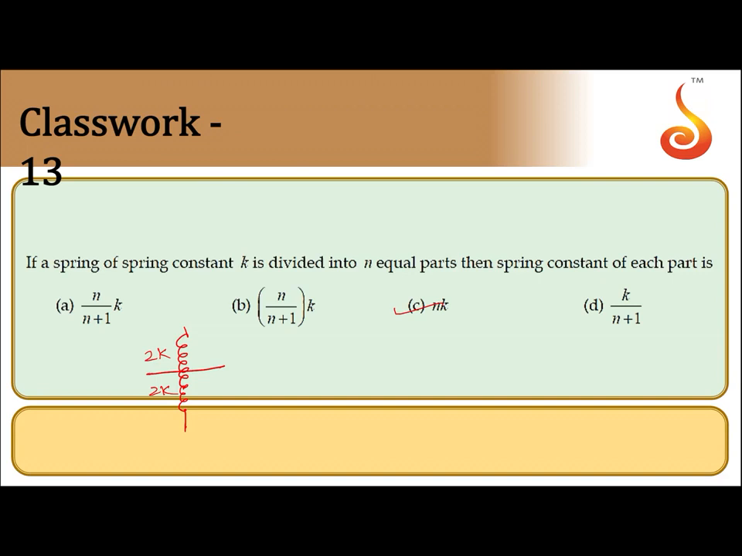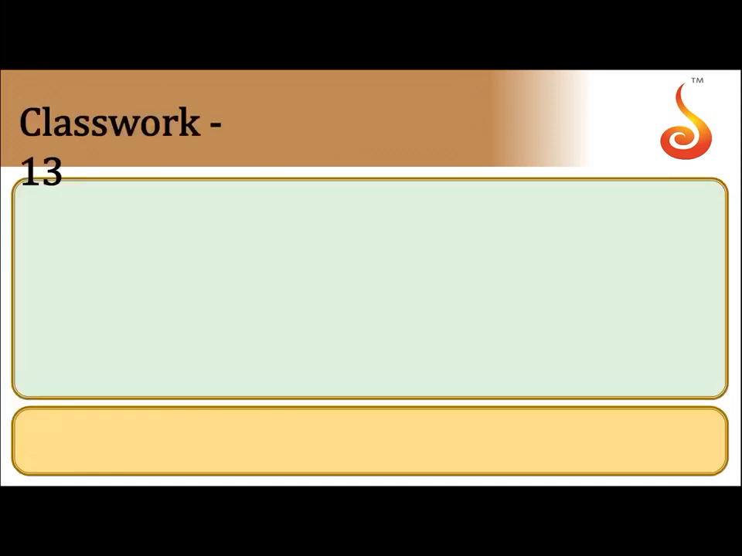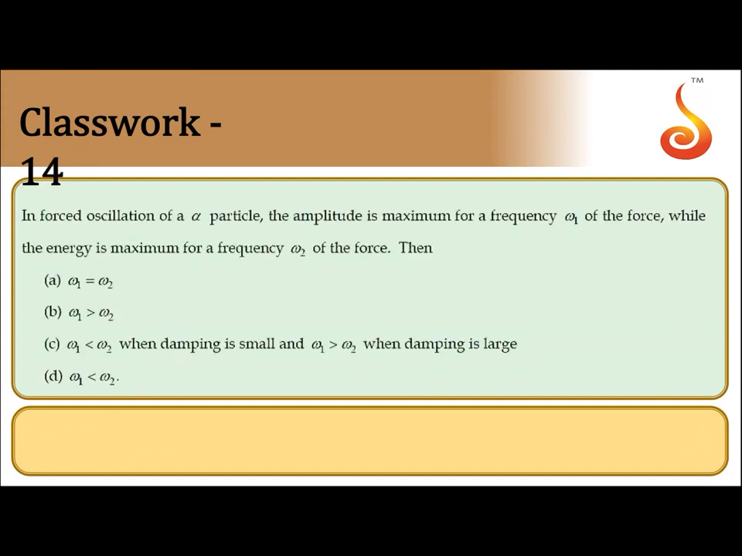See how to remember this. Suppose if I connect them back after cutting, I should get the original spring constant k. So now they are in series. When they are in series, they behave like capacitors. So 1 by 2k plus 1 by 2k should be equal to 1 by k. So that is how you can remember it. Whenever you cut the spring, when the length of the spring is reduced, the spring constant increases. So here the answer is option C. Yes, let us move on to next one.